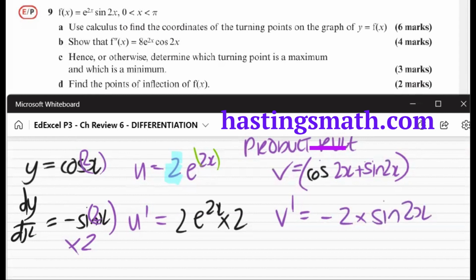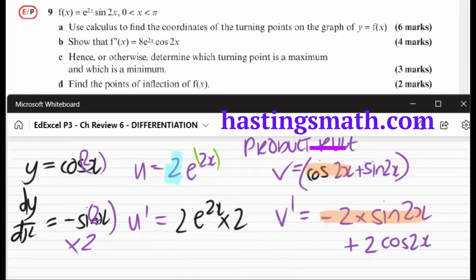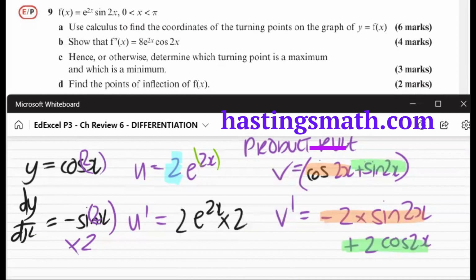Don't forget though, we also have to do the sine. That was to take care of the cos, and now sine 2x becomes cos 2x. So it'll be plus 2 cos 2x. Let's just track it with the color. This one went here, and this one went here. Okay, that takes care of everything, but we haven't finished the product rule.